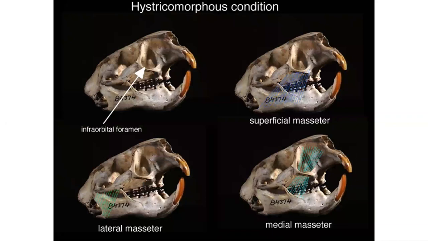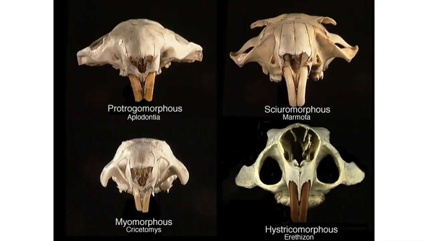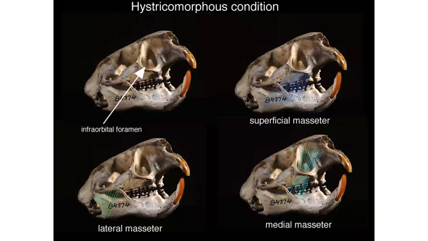Now, the infraorbital foramen, that's the hole that you see, a big circle in the bottom right, and a narrower triangular shape in the bottom left. It's enormous for hystricomorphic species, and it's that big because there's this large jaw muscle that is passing through that hole.